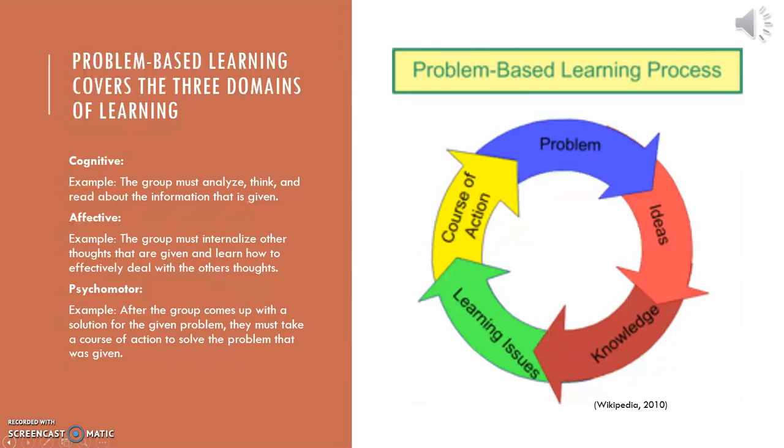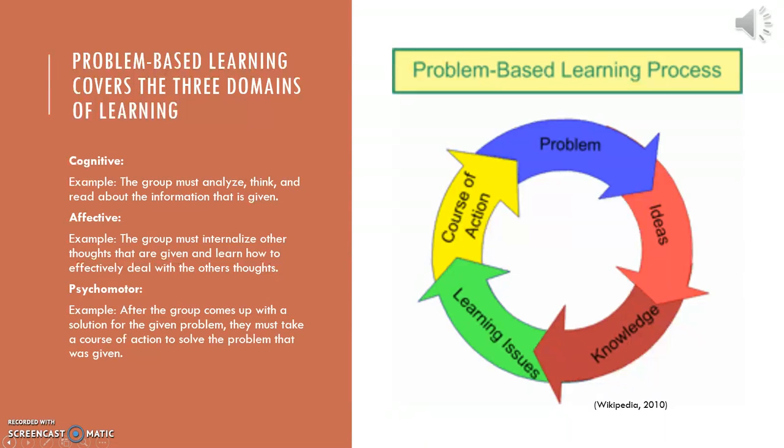On the right there is another cycle or image of the problem-based learning process, which is exploring the problem, ideas, knowledge, and then figuring out the learning issues, and then taking a course of action. I put this picture in here because it reminded me of the 3 domains of learning.